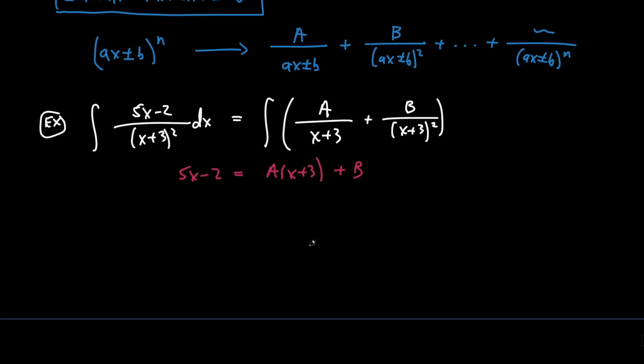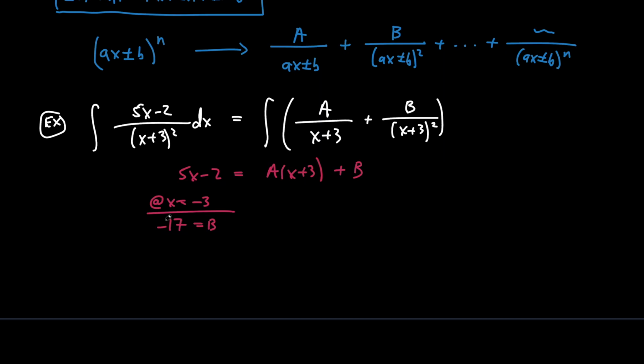Now, once we're at this step, as usual, decide what method you want to use. Again, I'm going to just try the cover-up method. I'm going to choose x to be -3. I strategically chose -3 because I knew that would make the a term go to 0. If I plug in x equals -3, you get -15 minus 2, so -17 equals b. Cool, look at that, I just found b.